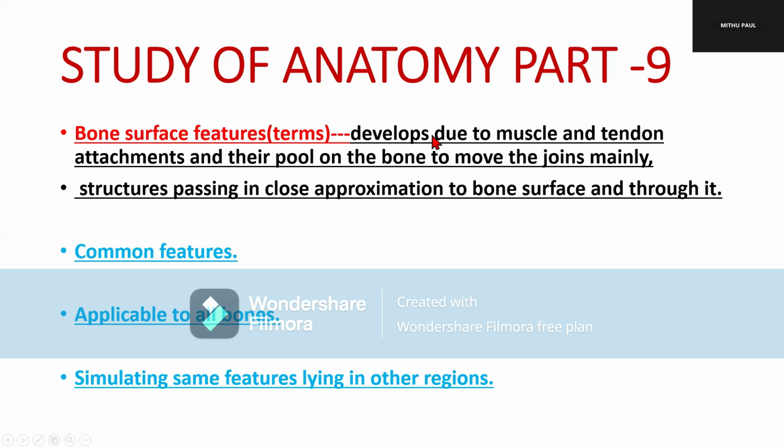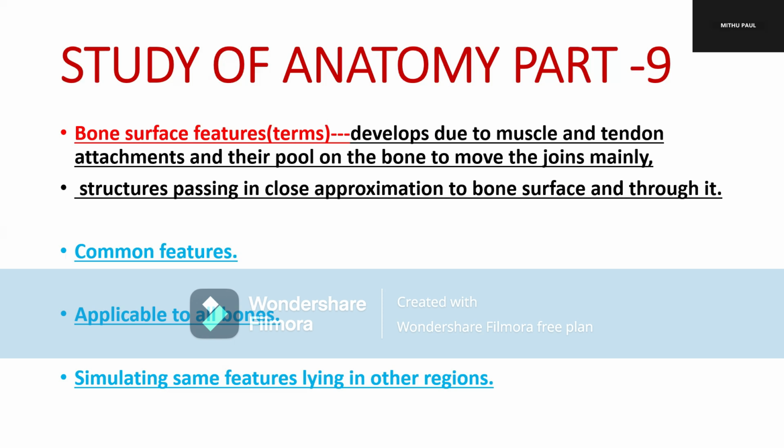Coming to the surface features of the bones, they develop due to attachment of the muscles and their tendons, and because of the pull of those muscles following movements, these projections and prominences appear on the surface of the bones. They are also created because of some structure lying close to the surface of a bone, or a structure passing through it.